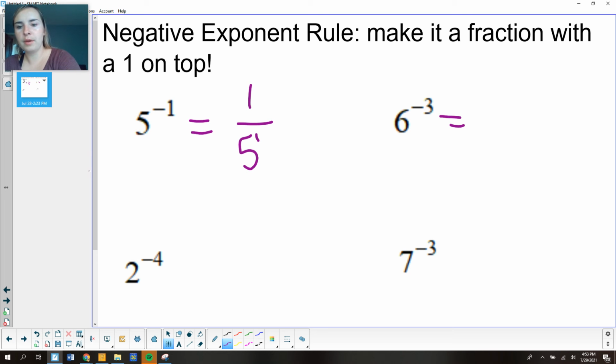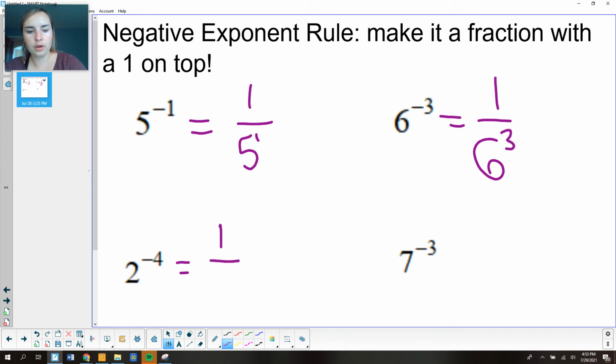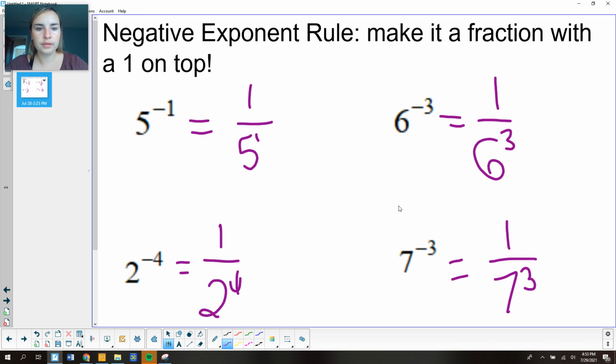6 to the negative third power is going to be 1 over 6 to the third. 2 to the negative fourth power is going to be 1 over 2 to the fourth. Okay, 7 to the negative third power, I'll let you think about it for a second, is going to be 1 over 7 to the third. Okay, so hopefully this helps. Whenever you've got a negative exponent, we can't have those.